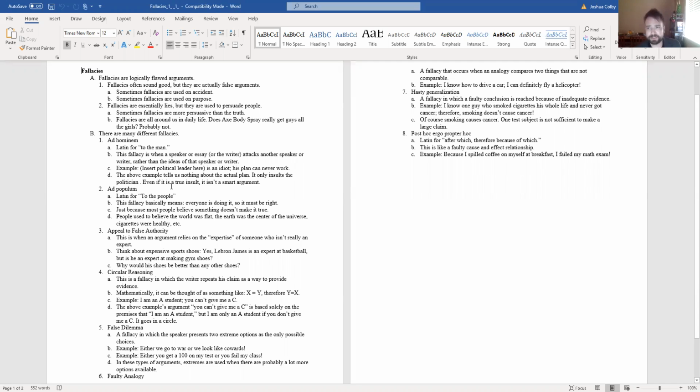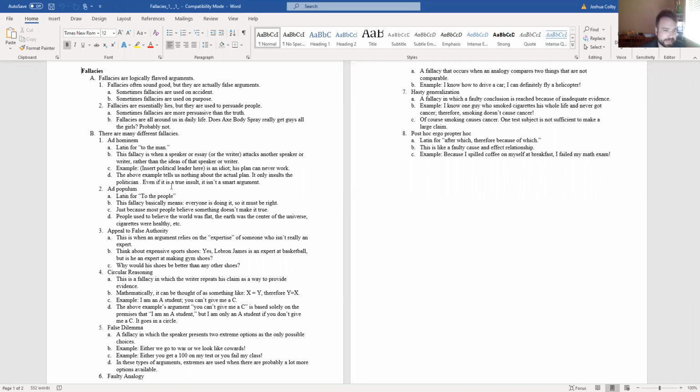Ad hominem is just Latin for to the man. It means that a speaker or writer is attacking another speaker or writer instead of that person's ideas. You'll see this in politics all the time, where people seem to go against each other but don't really say anything about the ideas. So that is an ad hominem fallacy.